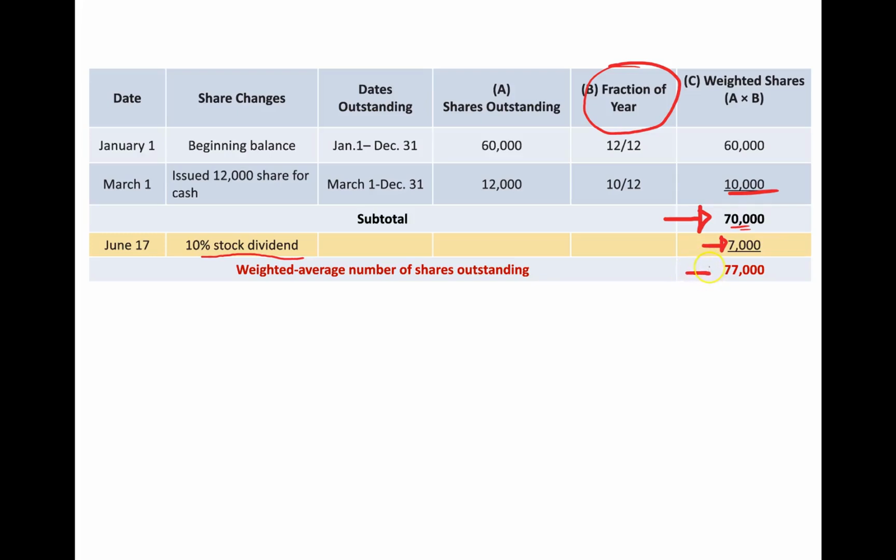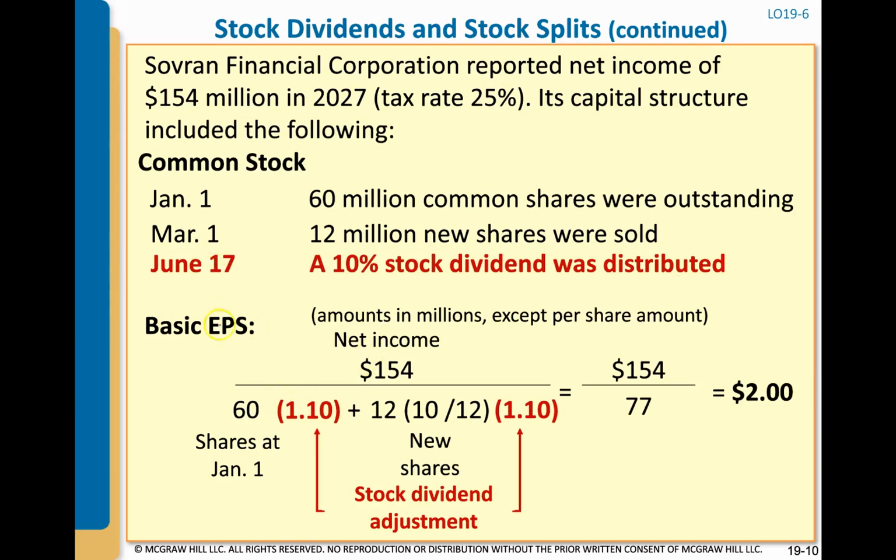So now our weighted average number of shares outstanding is 77,000, or 77 million. Let's go to our EPS calculation now. Earnings per share is the amount of earnings available to common shareholders, which we're told is 154 million. And now our average number of weighted shares outstanding is 77 million. So now our earnings per share is $2 per share.